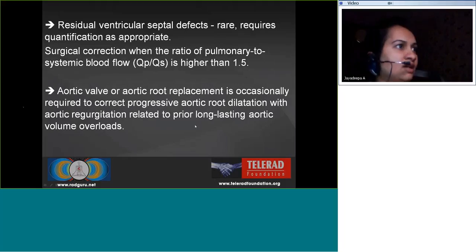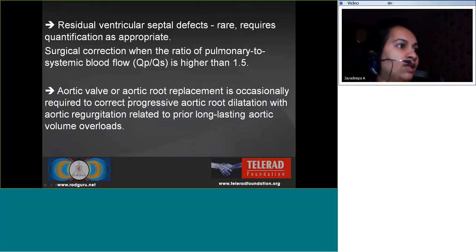It can be residual ventricular septal defect. These are quite rare and need quantification as appropriate. So whenever we are doing the MR reporting, we need to quantify the residual ventricular septal defects, if any, and where possible, if flowmetry is available, the QP/QS ratios need to be provided.